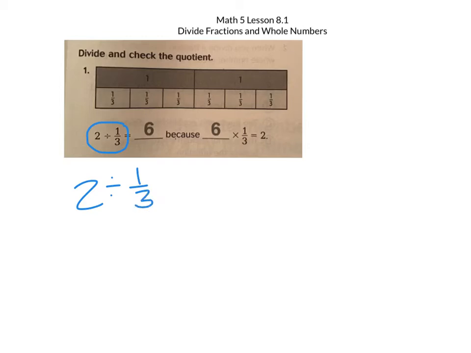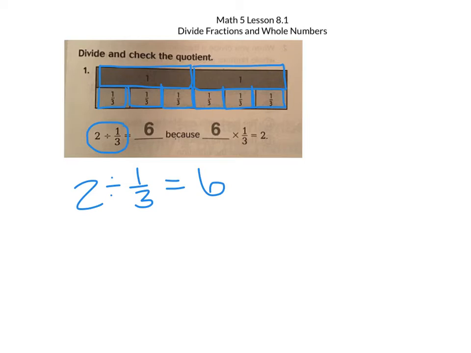In the number strip, you see they have 2 large holes, and they divide each of the holes into 1/3 because of this fraction. So then you see that they have each square representing 1/3 of that hole. And the way you do this visually is you count how many of those little 1/3s there are to figure out what 2 divided by 1/3 equals. Well, if you count those up, you see that they equal 6.